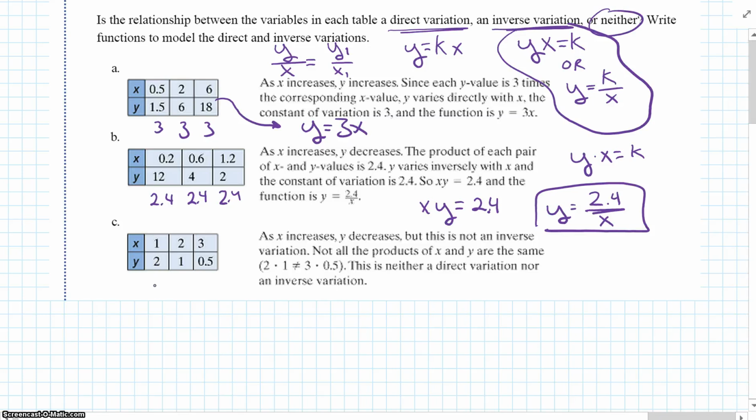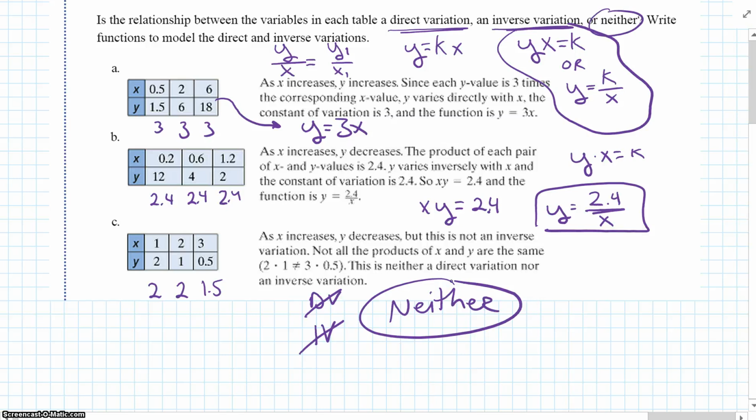The last one, let's divide. 1 goes into 2 two times. 2 goes into 1, 1/2. So direct variation is no good. Let's try inverse variation. 1 times 2 is 2. We're looking good. 2 times 1 is 2. We're looking good. 3 times 0.5 is 1.5. So it is not an inverse variation. So it is neither.